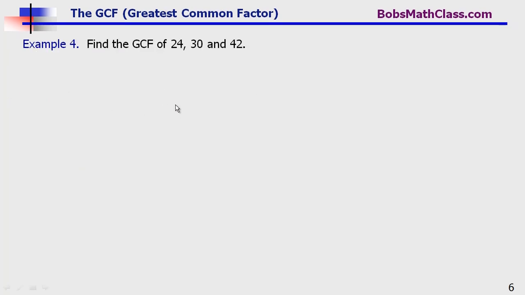Okay, find the GCF of 24, 30, and 42. So 3 numbers this time. Well, that means 3 factorizations. So we'll start with the 24. It's 4 and 6. Again, you might want to pause and work out the prime factorizations of the other. And click on play when you're ready to get started.